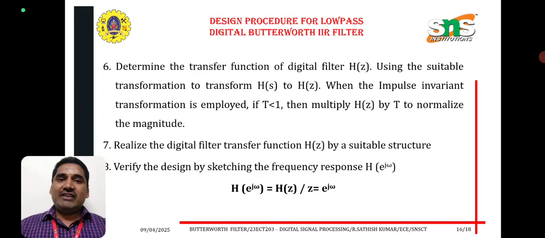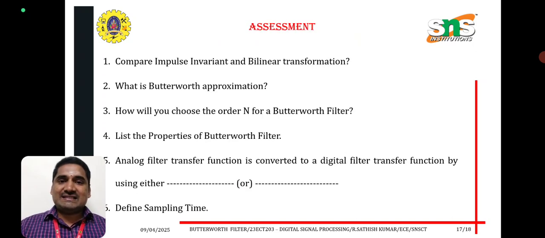Next, finally we determine the transfer function of the digital filter H of z using a suitable transformation to transform H of s to H of z, by using impulse invariant or bilinear transformation. If impulse invariant is employed and if T is less than 1, then multiply H of z by T to normalize the magnitude, and then realize the digital filter transfer function by a suitable structure. Finally, we verify the design by sketching the frequency response H of e power j omega, which is equal to H of z where z is equal to e power j omega.